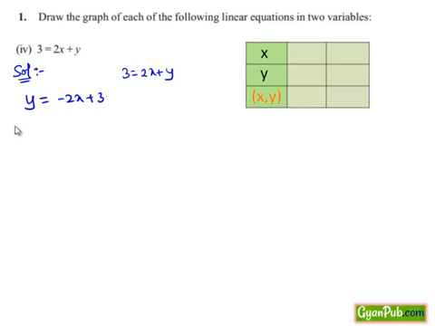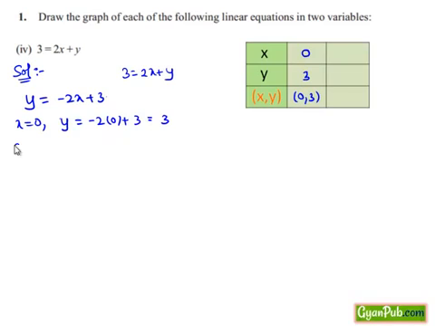Now let us put x equals 0 in the above equation, then we get y equals minus 2 times 0 plus 3, that equals 3. So when x equals 0, y equals 3. Hence the ordered pair (0, 3) is one of the solutions of the given equation.